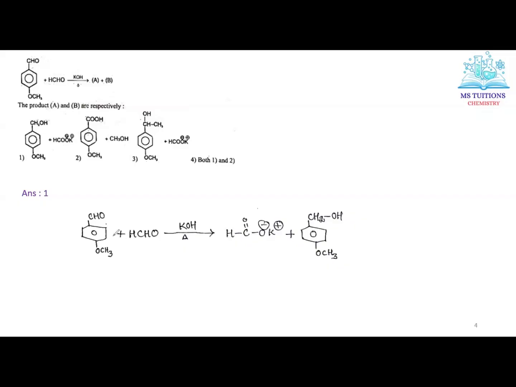According to Cannizzaro reaction, the aldehyde group which is having less steric hindrance undergoes oxidation, and which is having more steric hindrance undergoes reduction. So HCHO undergoes oxidation and CHO group is reduced to CH2OH group. So option 1 is the correct answer. This is the final product.